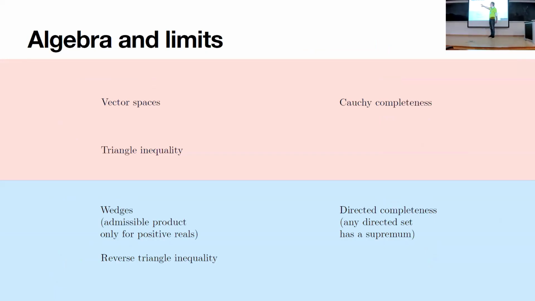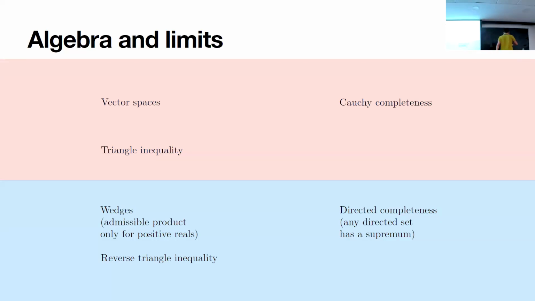In the classical world, we do have... So this is my proposal. That's the whole of my talk. In the classical setting, we have vector spaces and the triangular inequality. What I propose, what I think is reasonable to do, is that we should replace vector spaces with what I'm calling wedges. A wedge is just like a vector space, but you can only multiply by non-negative reals.